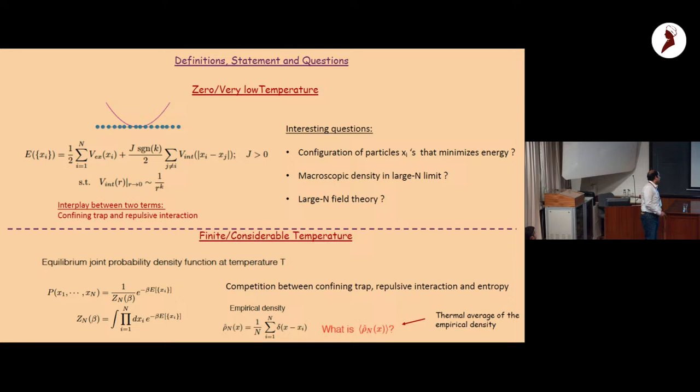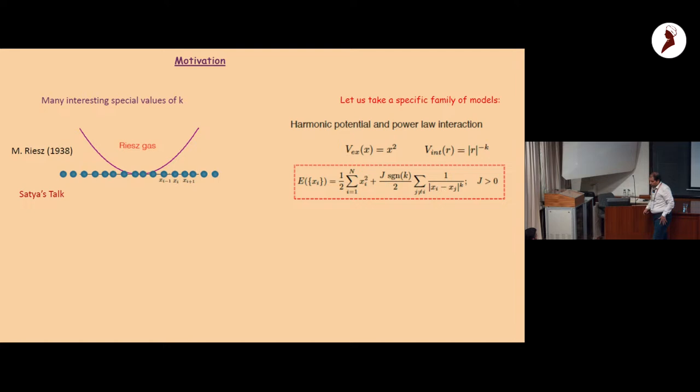Now let me go to a specific class of power law models, which is the Riesz gas. This was already introduced in Satya's talk. Here, the external trap I'm going to consider as x square, just a harmonic trap. And the interaction is basically 1 over |xi minus xj|^k, and the sign of k ensures repulsion. Please let me know if there's any confusion about this model. It's easy to show that k has to be greater than minus 2, otherwise the model is not stable. So k can go anywhere from minus 2 to infinity. Now let me motivate why we are interested in this model. Let me know if there's any confusion, because we are going to discuss this model a lot, and k is the most important parameter that we have to focus on here.